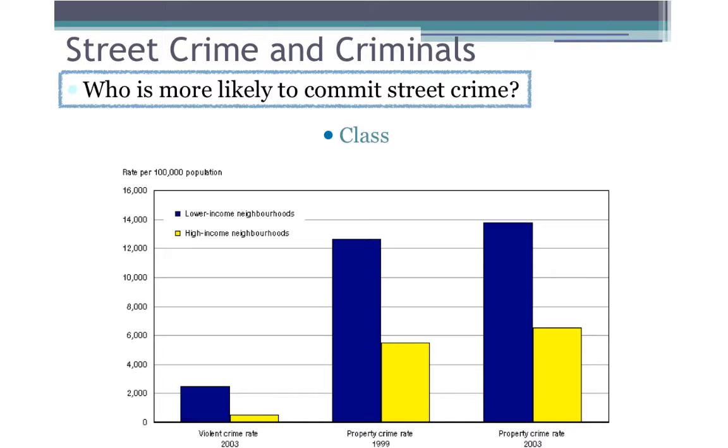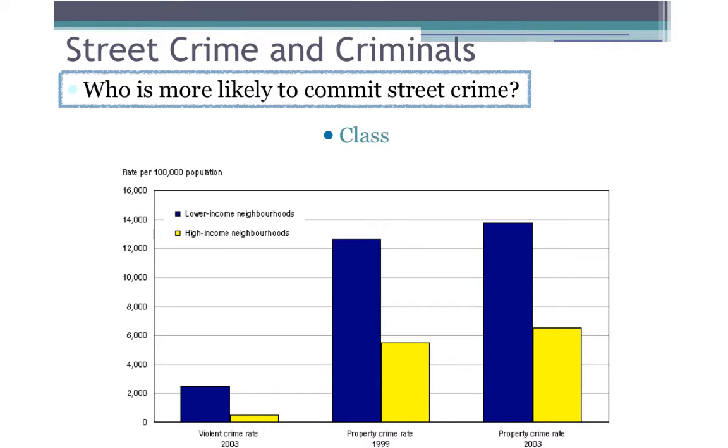Suicide, alcoholism, mental illness, and drug addiction are more common in lower class communities. On the other hand, occupational or white-collar crime, costing Canadians more than street crime, is higher among the middle and upper class.